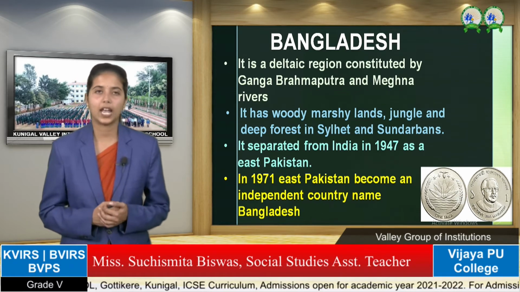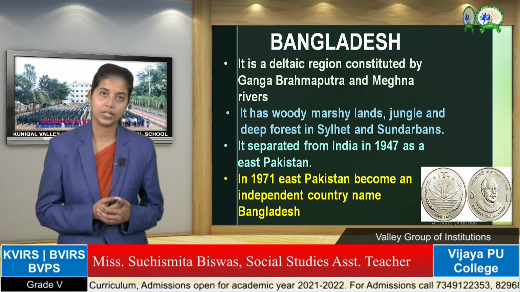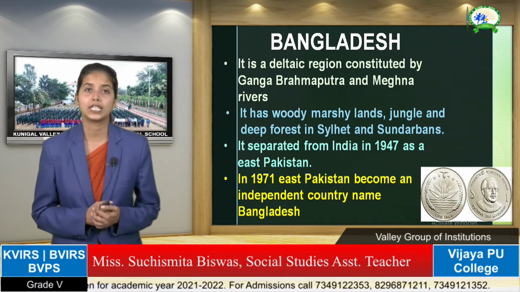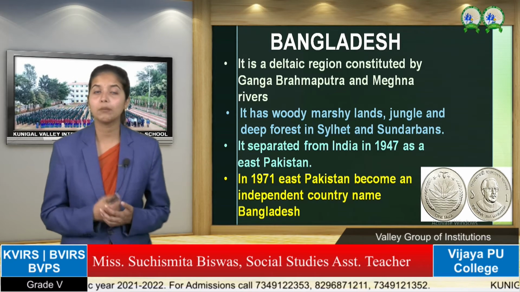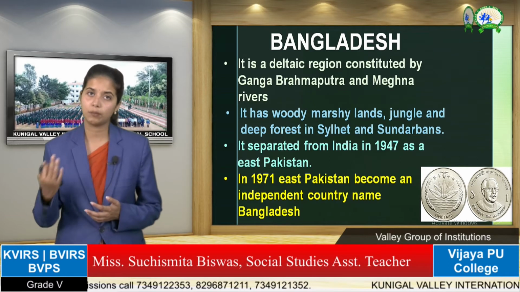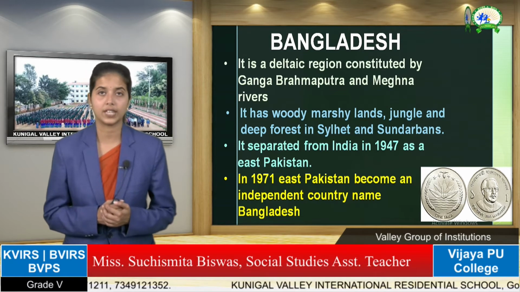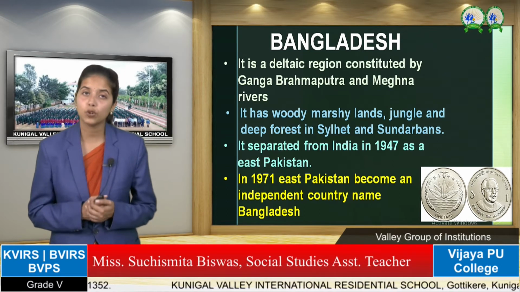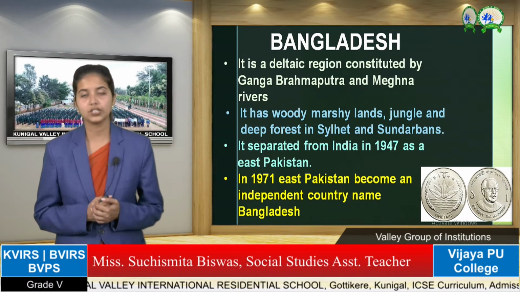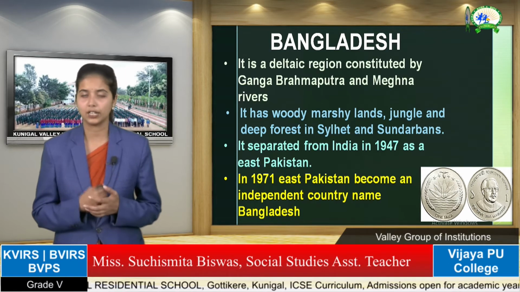In this area there is woody, marshy land with jungle and deep forest, where Sylhet and Sundarban are located. The Sundarban is the world's one and only mangrove forest. Some part of the Sundarban is in Bangladesh, and a smaller portion is in India. That is the physical features. What are the major rivers there? Brahmaputra, Meghna and Ganga. These physical features make the deltaic region and keep Bangladesh fertile.